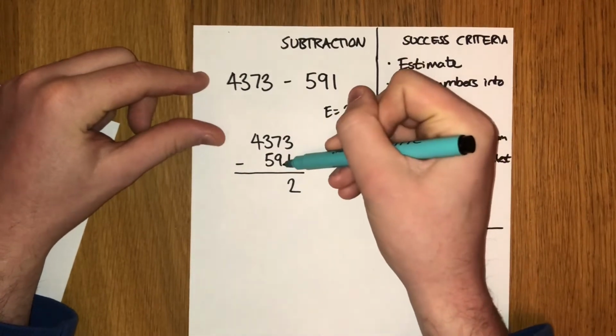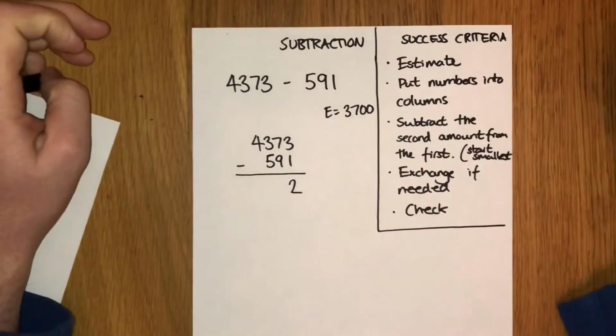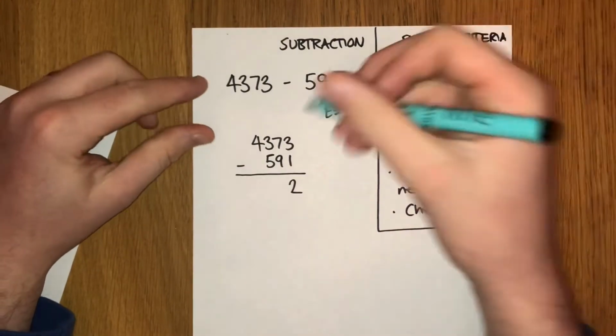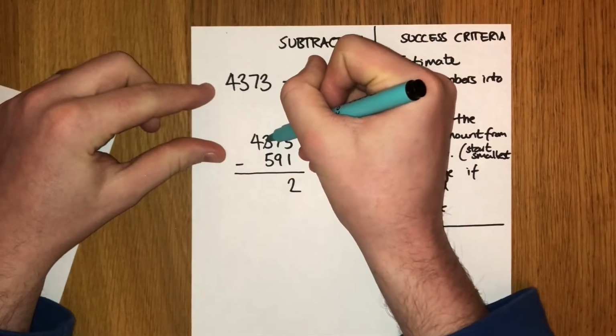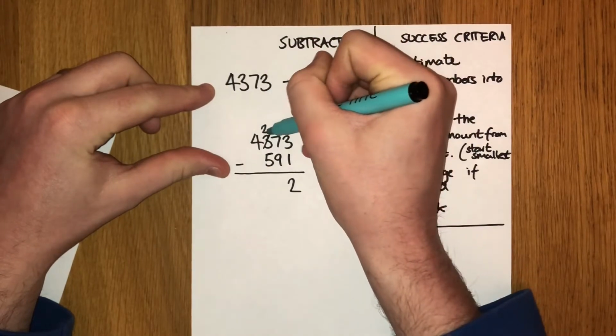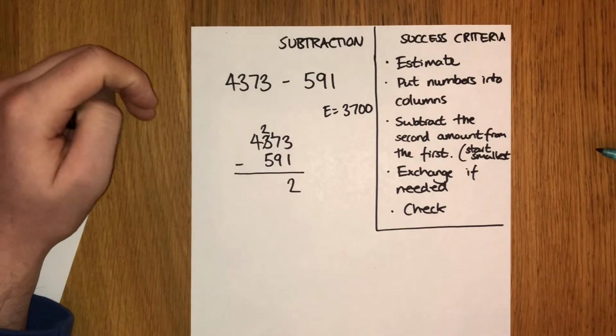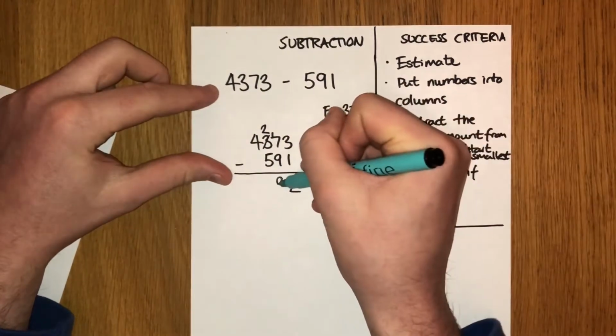Then I've got 7 tens take away 9 tens. Now this is going to give me a negative number. I don't want negative numbers in this, so I'm going to exchange. So I'm going to take one of those hundreds, so I'm left with 2 hundreds, and put it on there. So then I've got 17 tens take away 9 tens, it's going to be 8 tens.